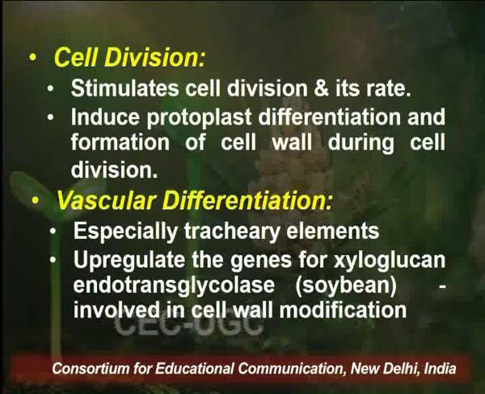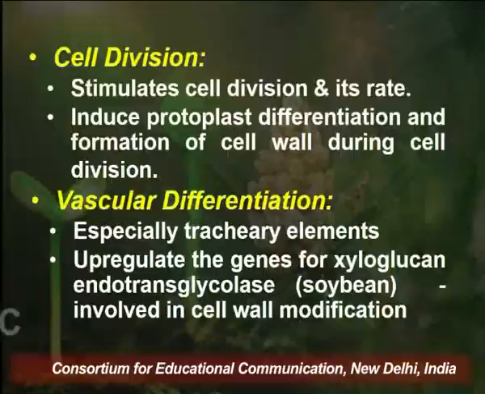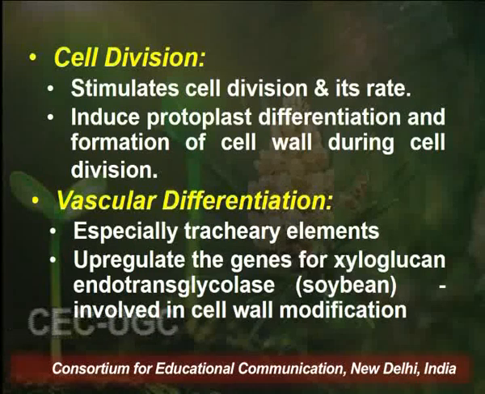They also cause the differentiation of the protoplast and formation of the cell wall during cell division, which eventually increases the number of viable cells, because once these brassinosteroids help in the formation of cell walls, the viability of the cells which are formed increases, and this is how the rate of cell division increases.